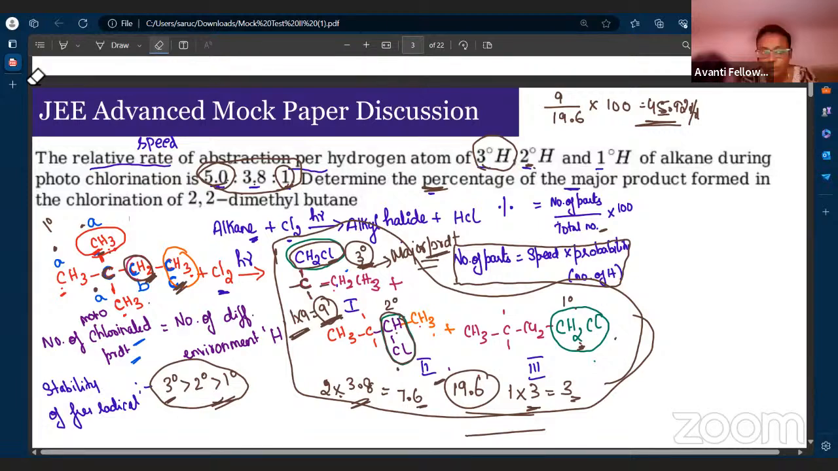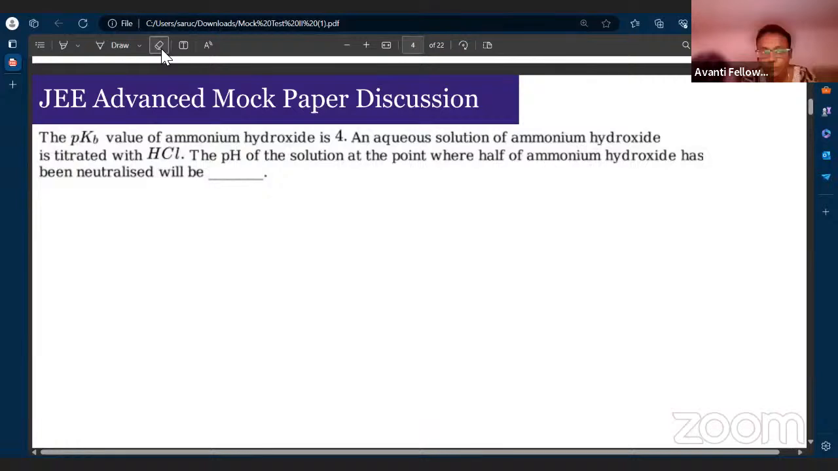The question is: the pKb value of ammonium hydroxide is 4. The solution of ammonium hydroxide is titrated with HCl. The pH of the solution at the point where half of the ammonium hydroxide has been neutralized, they have given the value. You have to calculate the pH.